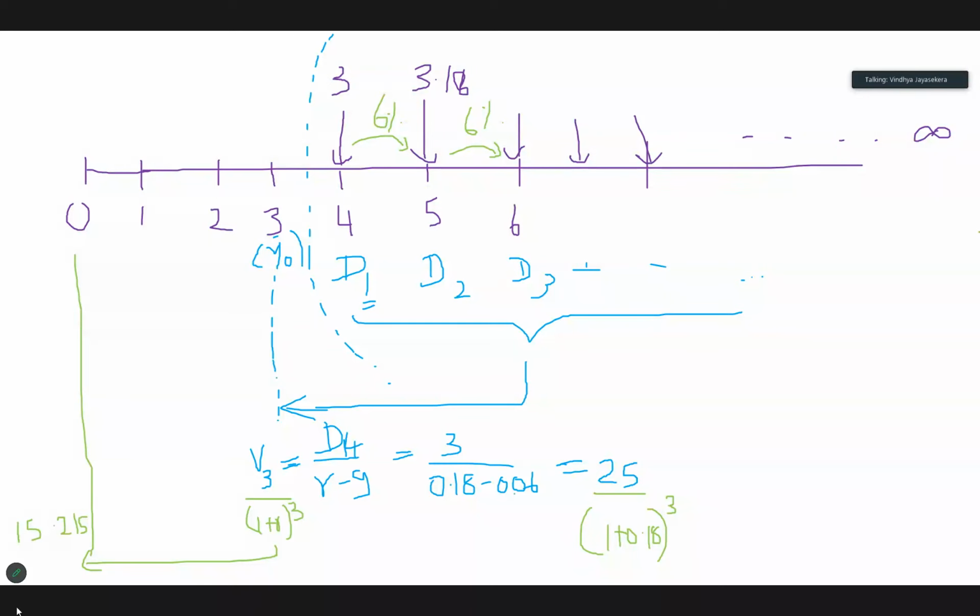Is that clear? Any questions? Okay, too confused? What is the problem? Okay, so let's look at the next one.